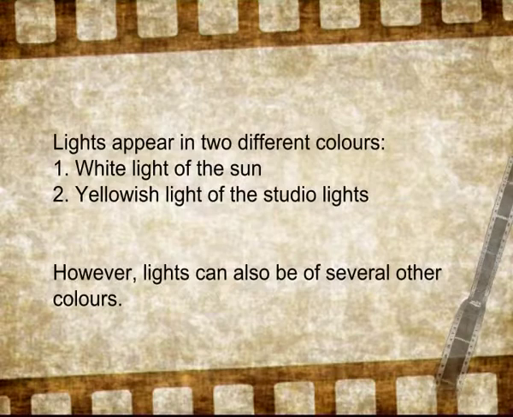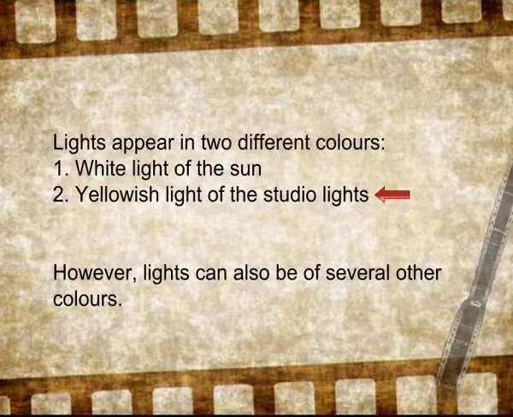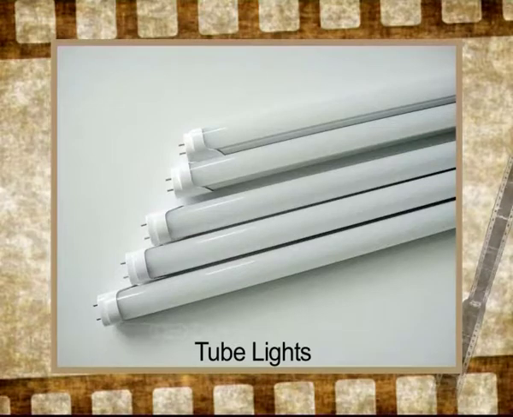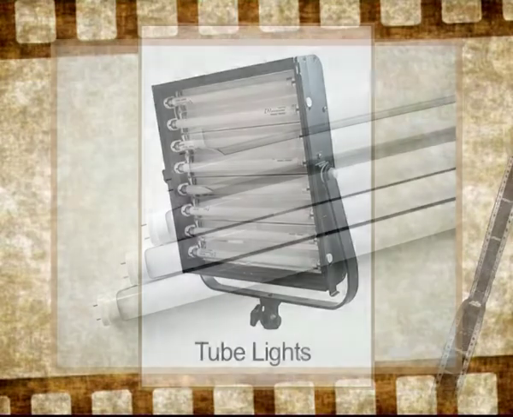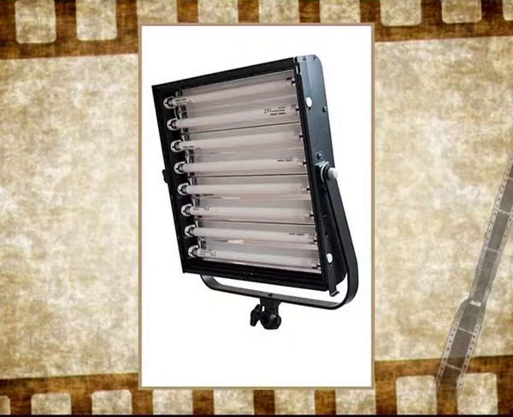We assume that lights appear only in 2 different colors. One is the white light of the sun, and the second is the yellowish light of the studio lights. However, lights can also be of several other colors. The present day tube light which we use in our houses is also an acknowledged source of light in contemporary cinema. Tube light provides a bluish tinge to the scene.